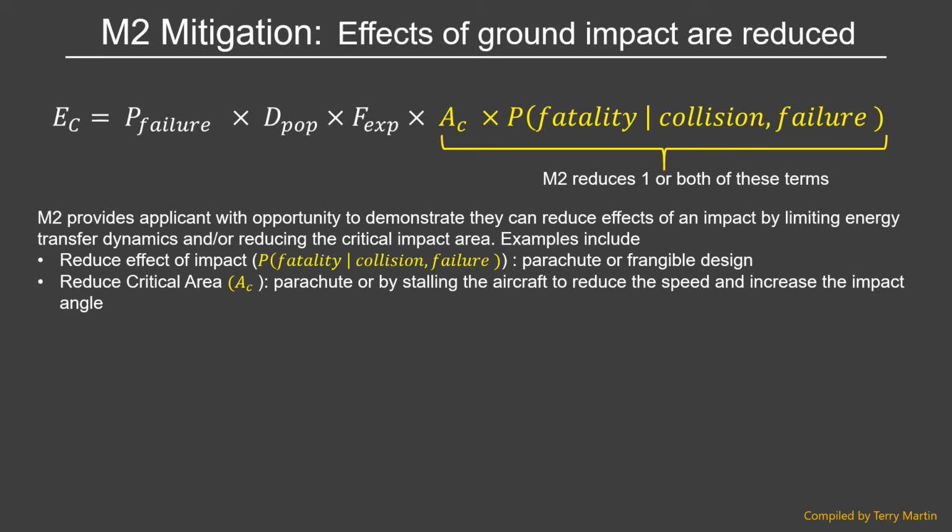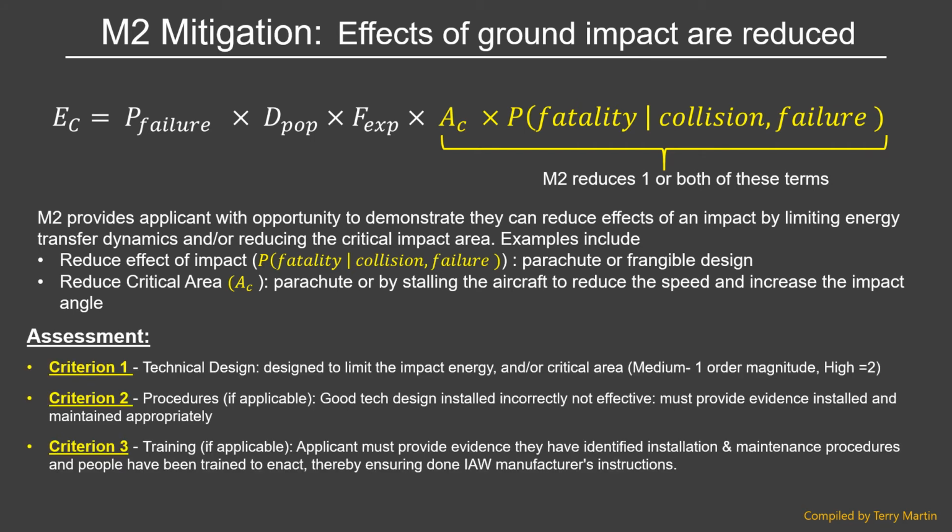M2's a slightly different beast because the focus is on reducing the effects of the impact, and that can be achieved in a number of ways. For instance, via a parachute, or via frangible design, or where you actually reduce the critical area of the collision location. For instance, being able to stall the aircraft so that it enters a ballistic descent. And our own experimentation, as you saw, pretty much highlighted that that does act to reduce the critical area.